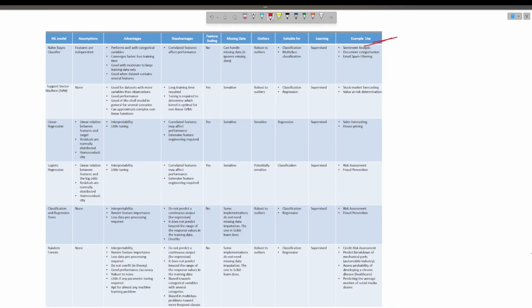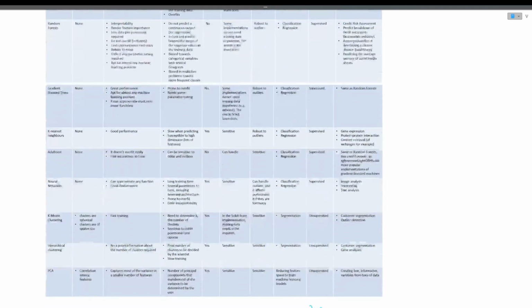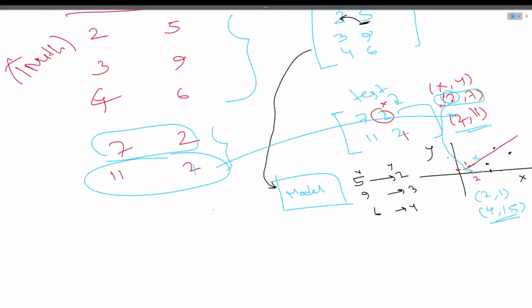If you just want to learn about that, you can pause this and zoom in a bit, and you can learn about these. I've also shared them in the Discord channel as well. You can take a screenshot as well. So these are the scenarios, and we'll learn about them gradually.